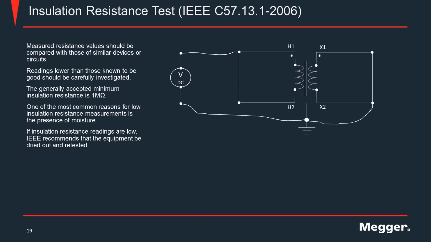The generally accepted minimum insulation resistance is 1 megaohm. And one of the most common reasons why we do this insulation resistance test is to check for the presence of moisture in the CT, or if there are contaminants in our CTs. And the recommendation of the ANSI standard, if it fails or if we have a low resistance reading, is that the equipment should be dried out and retested.